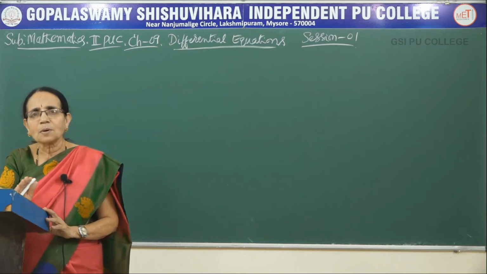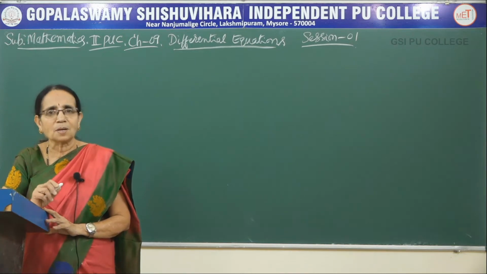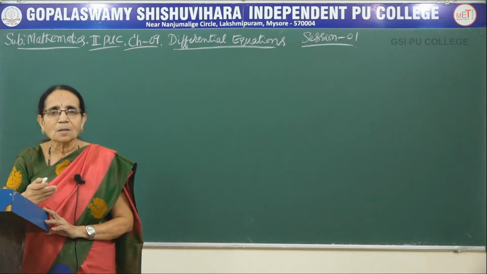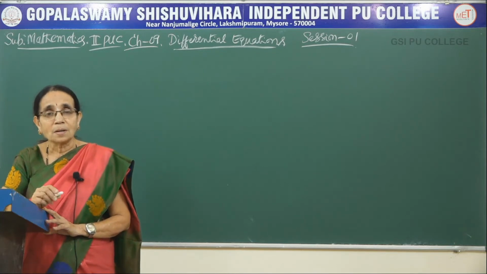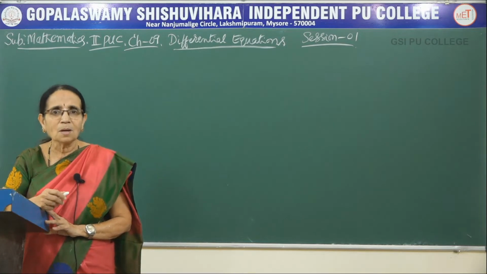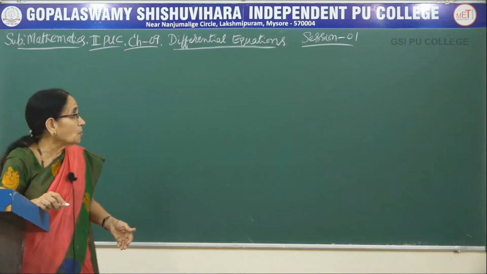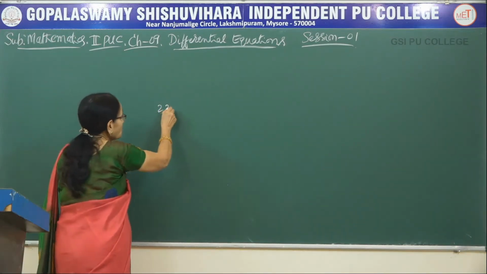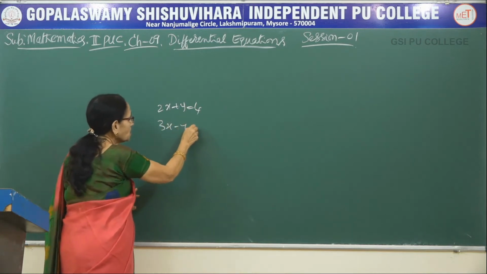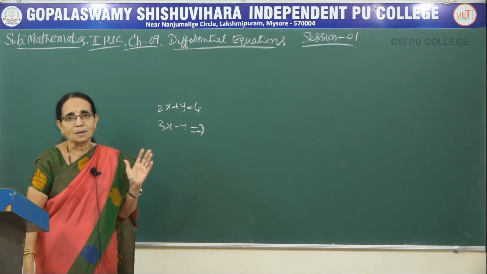See, starting from your high school classes, you have come across many types of equation: the linear equation where the degree of the variable x is 1, the quadratic equation where the degree is 2, or a cubic equation, or a simultaneous equation where of course there will be two variables like this: 2x plus y equal to 4, 3x minus y equal to 7, something like that. Now this is called a simultaneous equation.